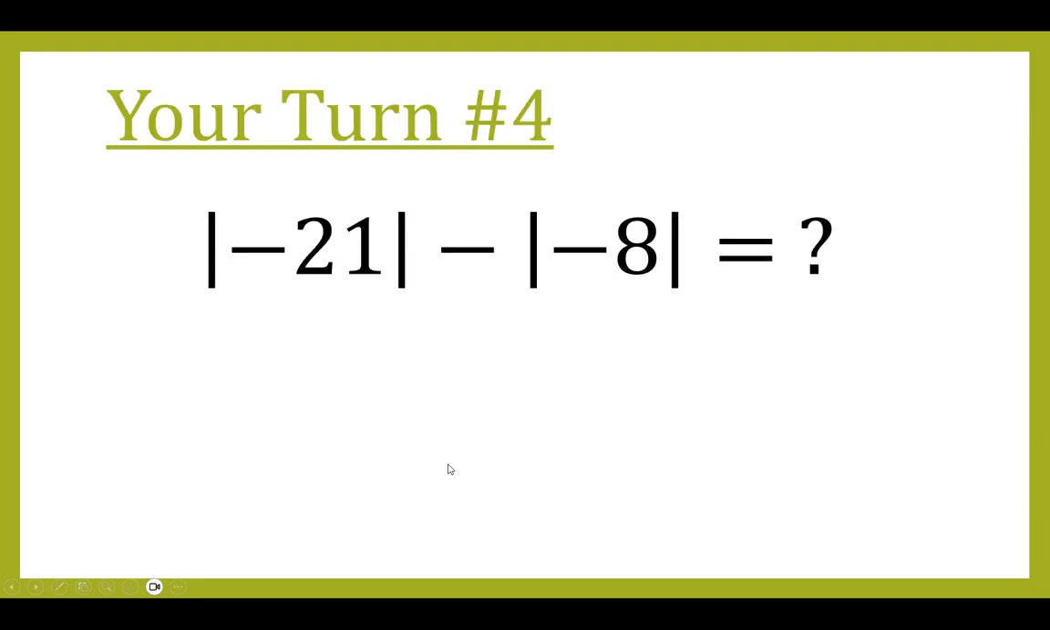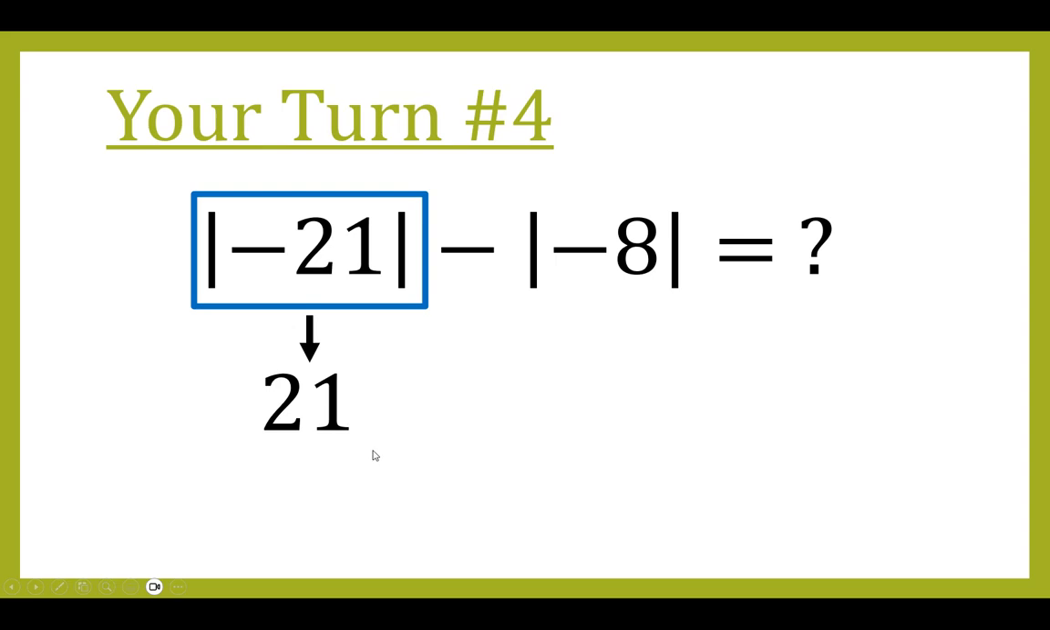Okay, your turn number 4. Now, I have 4 problems where we are going to be simplifying absolute value expressions. So in order to simplify the expressions, I'm going to start from left to right and simplify these absolute values. So here I have an absolute value of -21. The negative is inside. I know the distance from -21 and 0 on the number line is a distance of +21. So I'm going to bring that down.